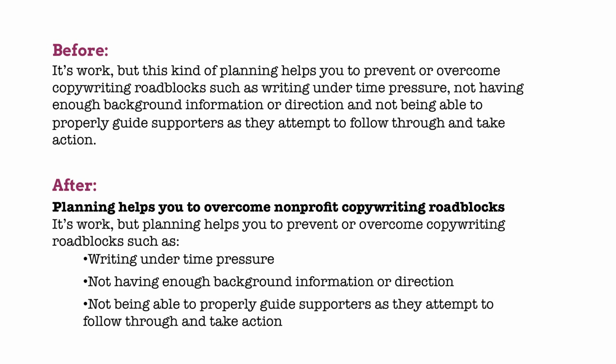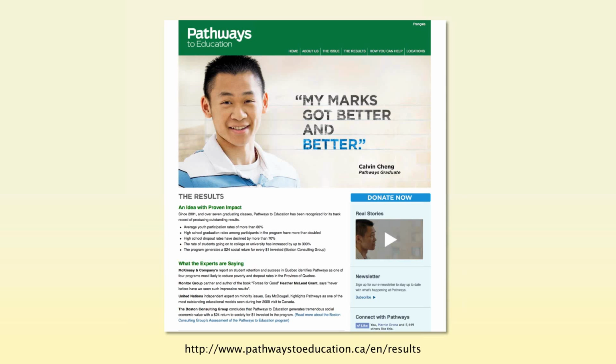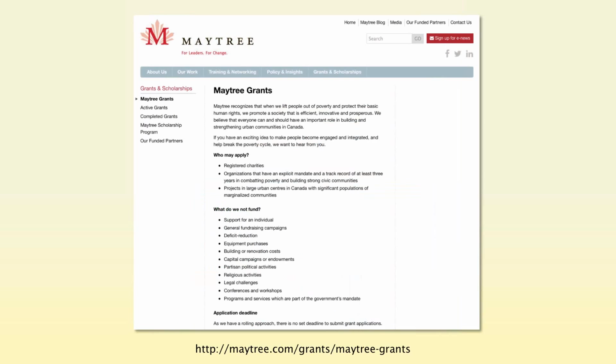I've got a couple of examples from real nonprofits for you. So this is a page that Pathways to Education uses to communicate the results of their work. The copy is nicely broken up with subheadings and bullets, and they actually also used bold to make scanning easier. And another example from Matrix. This is their page where they describe their grants. They know people are coming in and are going to be scanning quickly for this kind of information. So they've put the reader questions into the subheadings, and they've nicely used bullets to make it easy to find what you're looking for.